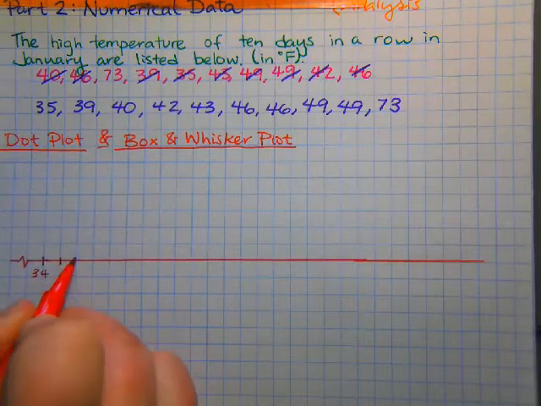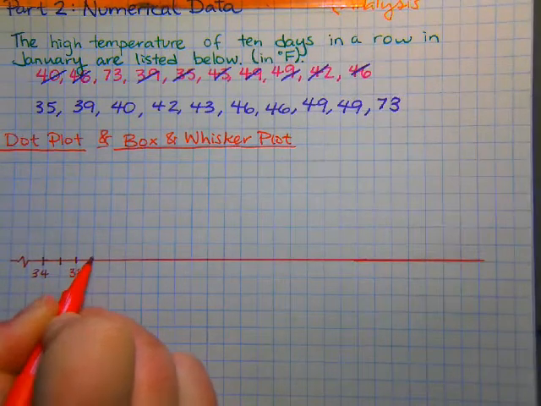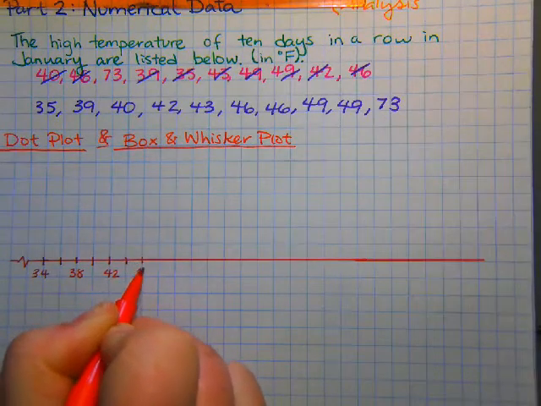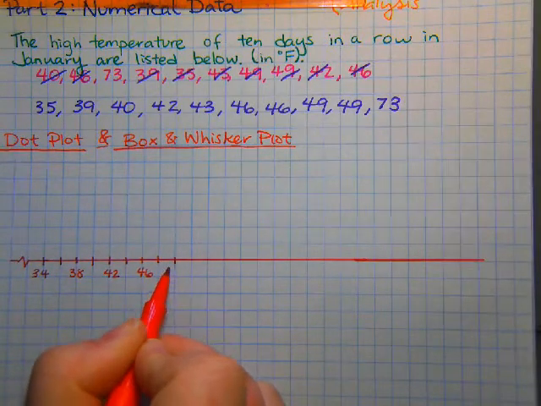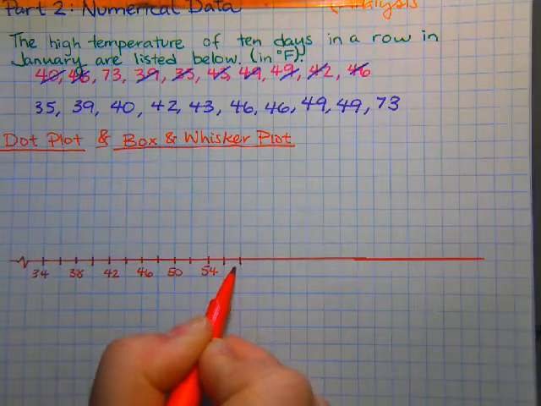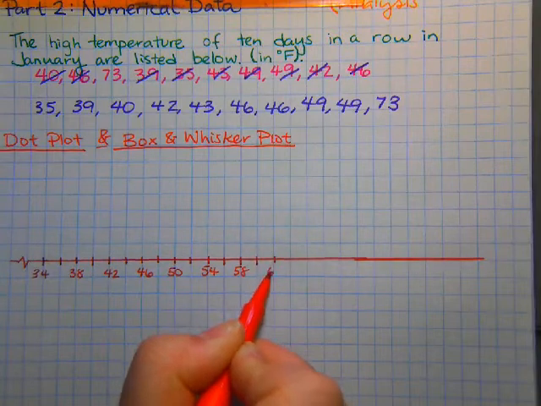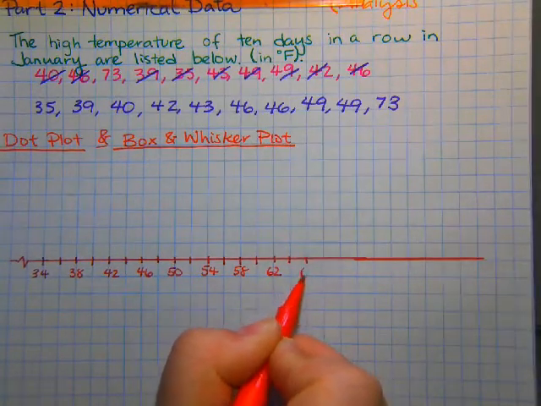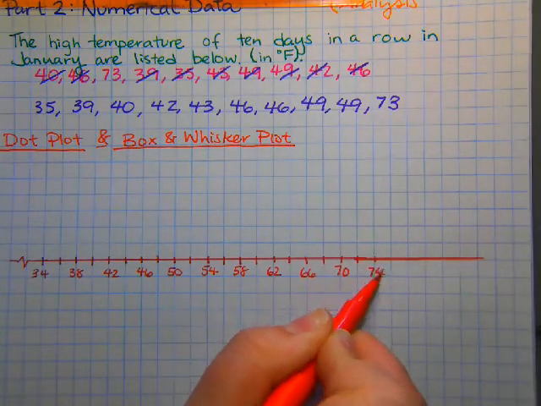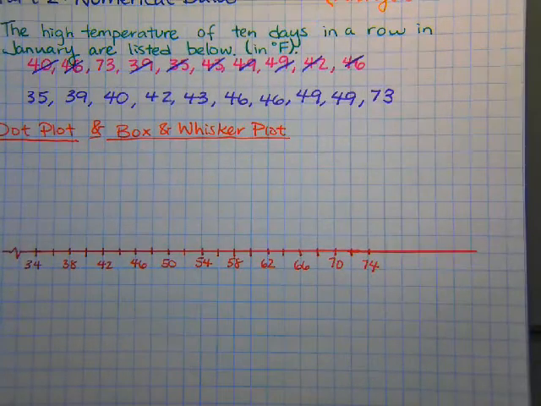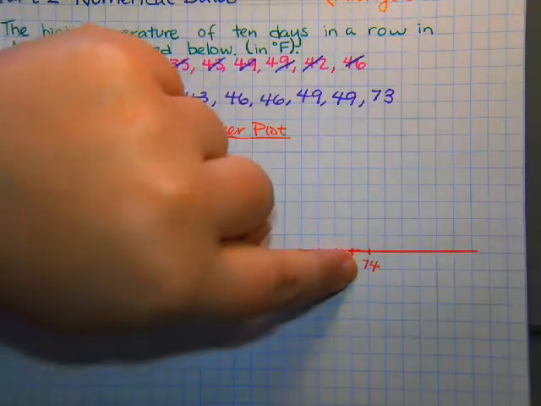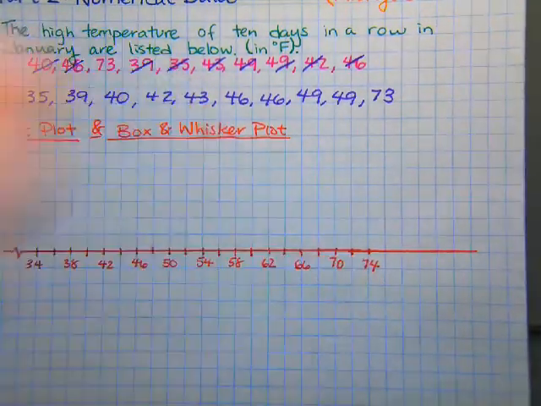So this one would be 38, 40, 42, 44, 46, 48, 50, 52, 54, 56, 58, 60, 62, 64, 66, 68, 70, 72, 74. So I made my line a little long. That's okay. And there you have it. We've got at least 35 on this end and at least up to 73 on this end.